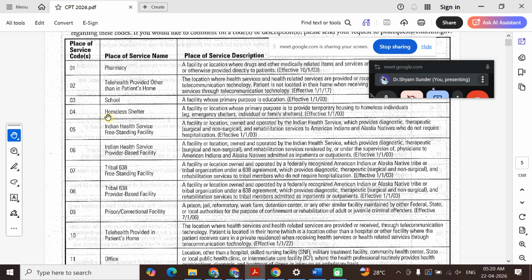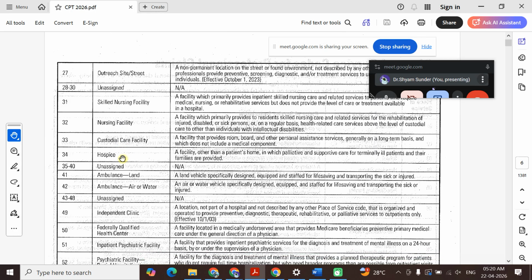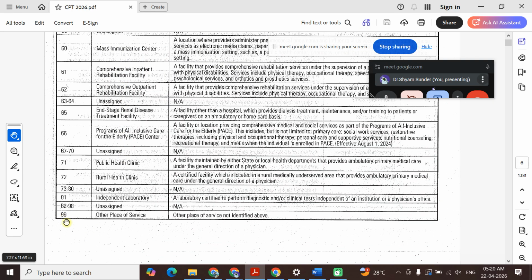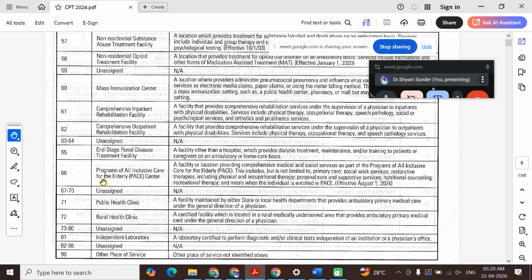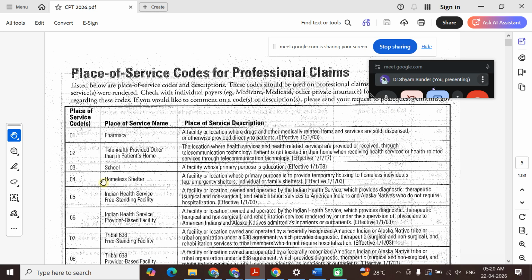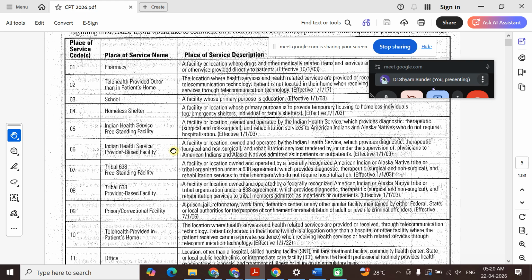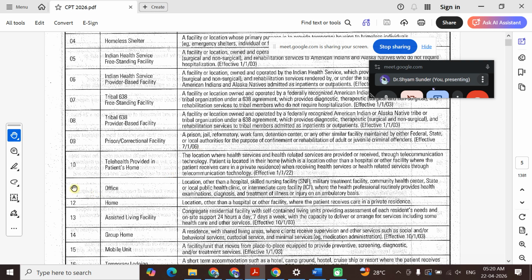01, 02 pharmacy, telehealth, school, homeless shelter, and we have almost 2 pages. There are codes from 01 to 99, but they're close to 50, right? So I'll give you the important ones. You don't need to remember all this, but you should remember at least the codes for 2, 3 places of service. So this is important. 11, office.